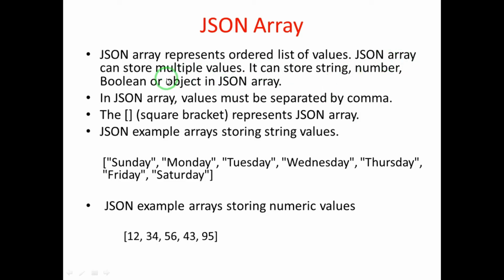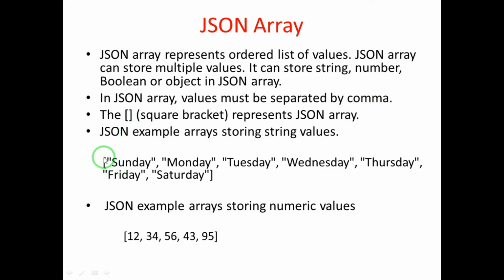A JSON array can store multiple values. As we know, an array is a collection of multiple values. Similarly, we can store multiple values here, of any data type, such as string, number, boolean, object. Any data type is supported in a JSON array. Array values are also separated by a comma, similarly as we use in C, Java, and other languages. Whenever we see square brackets in JSON, that means an array.